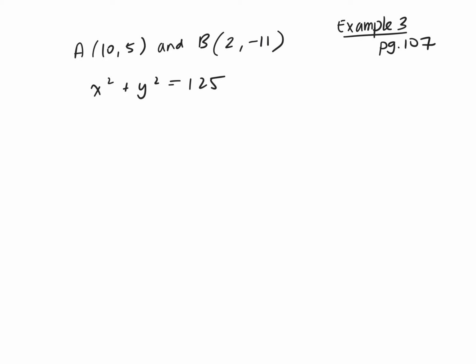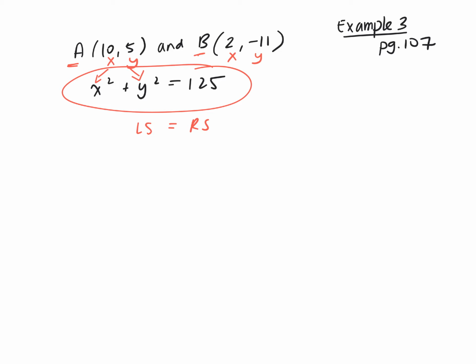Okay, so how would you prove that point A and point B lie on the circle with this equation? This is the equation of the circle. How can you prove that these 2 points are on that circle? Yes. We're going to substitute the coordinates. We're going to plug in the coordinates for x and y, and we're going to see if the left side equals the right side. If it does, then yes, it would be a point on the circle.